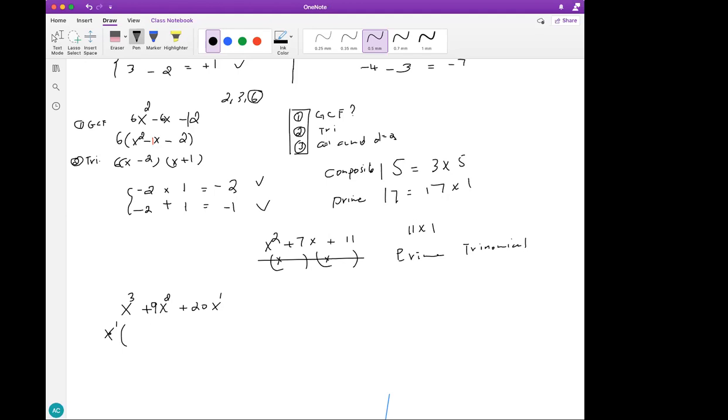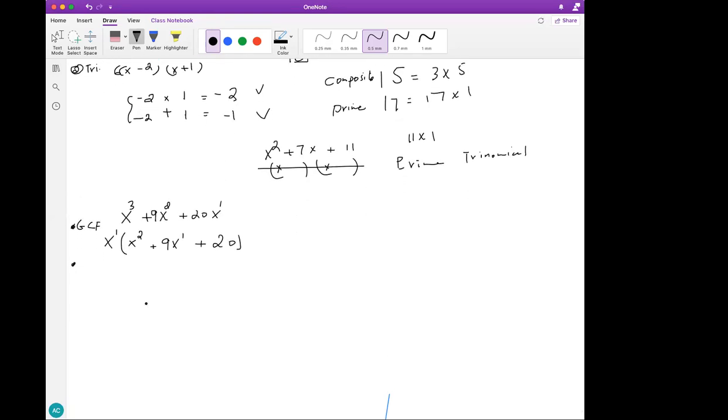So x³ divided by x¹ is x². Plus, 9x divided by x¹ is 9, if you subtract the powers. Finally, 20x divided by x will be just 20. The x¹ and x¹ cancel out, so we just get 20. That's the first step, the GCF. What do we do next?